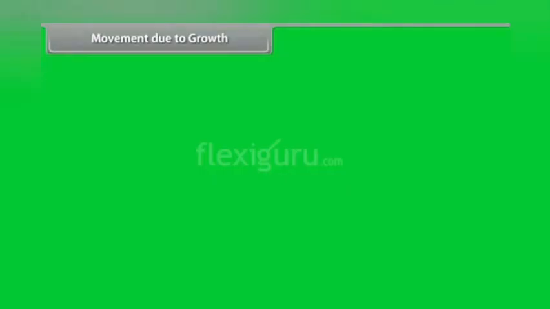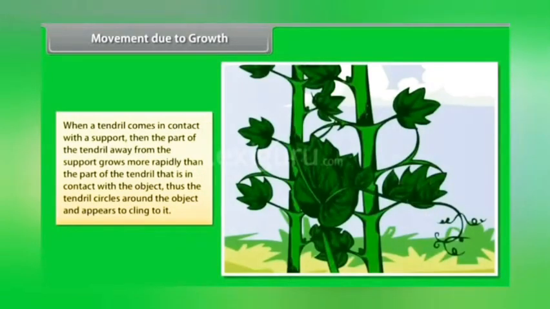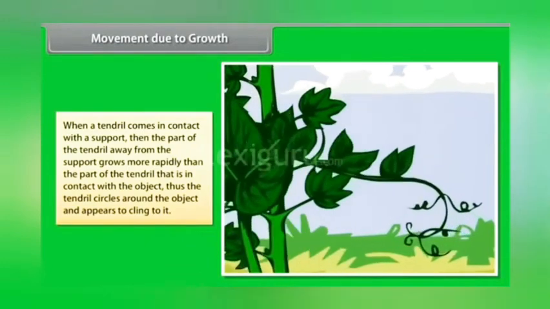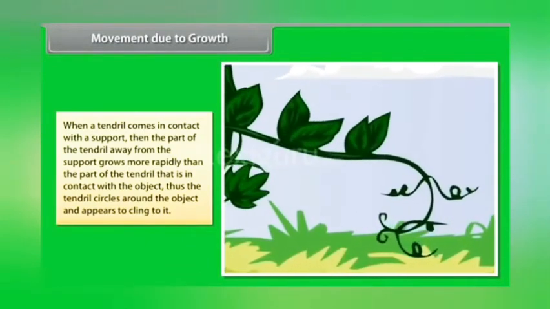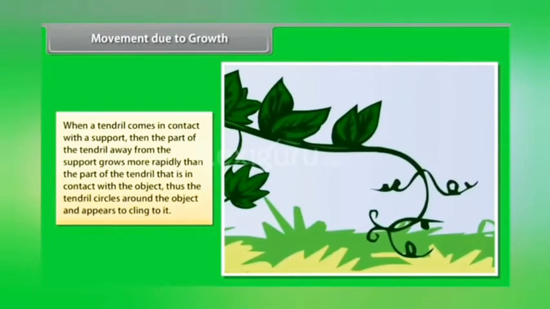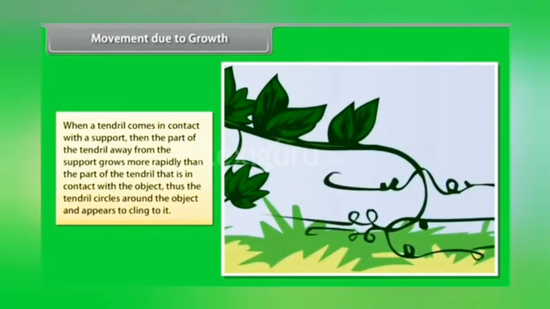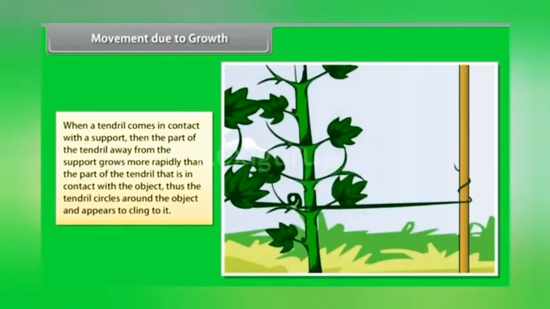Movement due to growth. When a tendril comes in contact with a support, then the part of the tendril away from the support grows more rapidly than the part of the tendril that is in contact with the object. Thus, the tendril circles around the object and appears to cling to it.